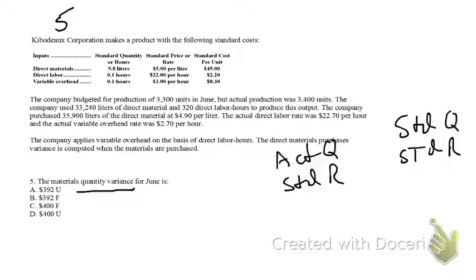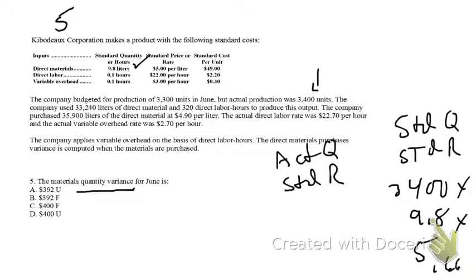So actual production was 3,400. So I produced 3,400 units. The quantity I am to use is 9.8 liters per unit, so I've got to multiply it times 9.8. Then I have to multiply it times the standard price, and the standard price is $5 a liter, so I multiply that times $5 a liter. And when I do that, I get 166,600.